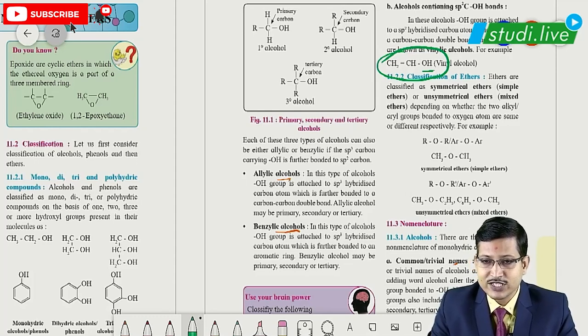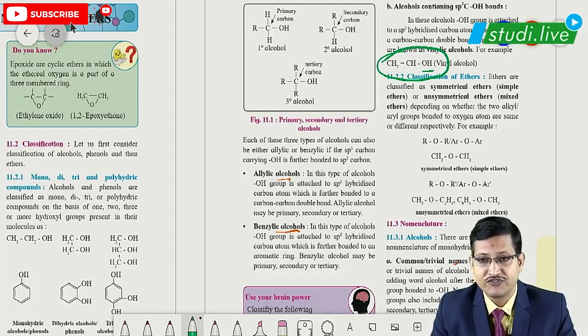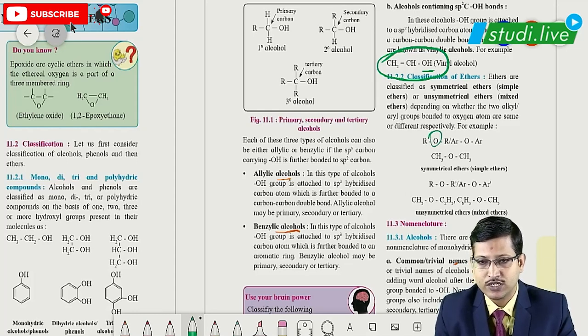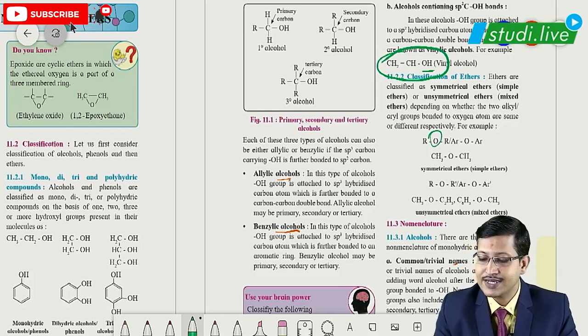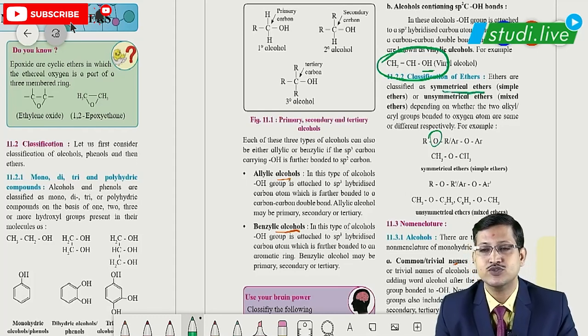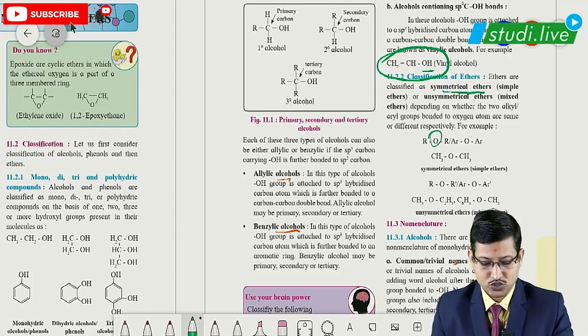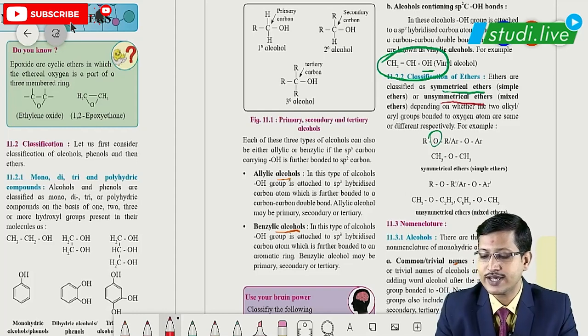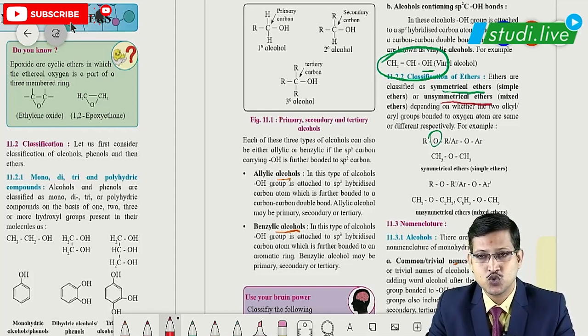Now we move to the next one, that is the classification of ethers. In the classification of ethers, ethers have the functional group of O bonded on two sides with two other groups. If the groups attached on both sides are the same, then you will call it a symmetrical ether. So there are two types again: one is called symmetrical ether and the other is called unsymmetrical ether.